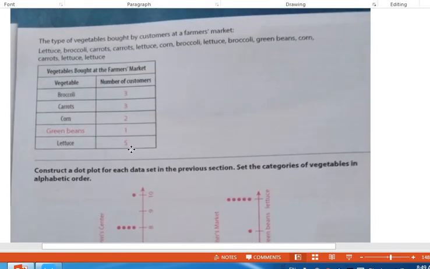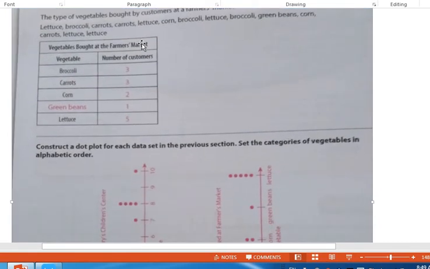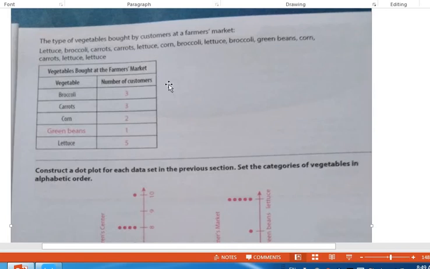Okay, we are almost done. The type of vegetables bought by customers at a farmer's market. Lettuce, broccoli. Here I have carrots, carrots again, lettuce again. Corn, broccoli, lettuce, broccoli, green beans, corn, carrots, lettuce. So vegetables bought at the farmer's market.